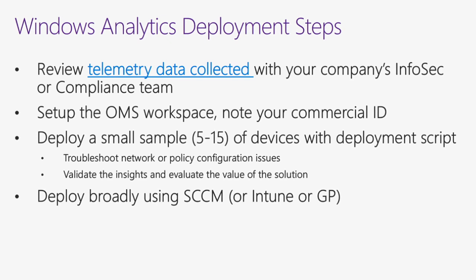telemetry, or if your network configuration isn't set up right to reach our telemetry endpoints, or if for down level, you don't have the right KB installed, there's a certain KB you need for down level. Windows 10, you don't need that. So we recommend you start to deploy a small sample of devices with a deployment script. After that, you can go broad with SCCM or Intune or group policy, because you're really just setting a commercial ID and a telemetry level on all the devices. So it's just policy.